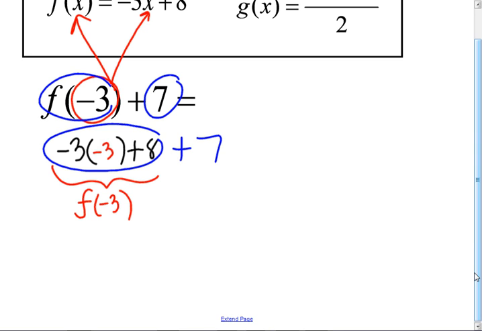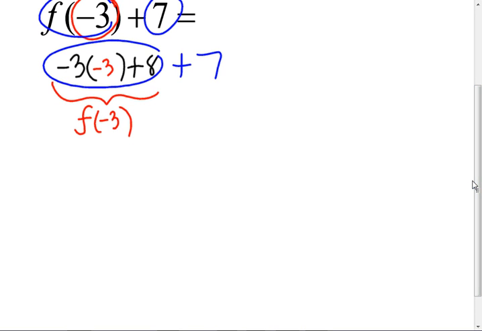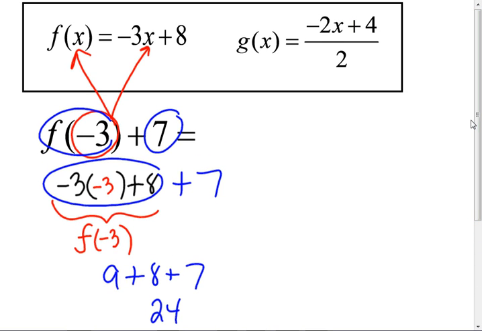Question? Zach, you have a question? Okay, what's a negative 3 times a negative 3? 9 plus 8 plus 7. 17 plus 7 is 24. Yeah. The thing that you have to know here is I don't want just f of negative 3. I want to take that answer and add 7. I'm just following what it tells me to do. Math will always tell you what to do.